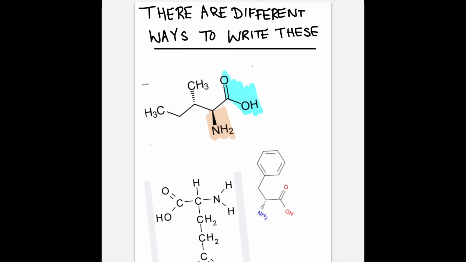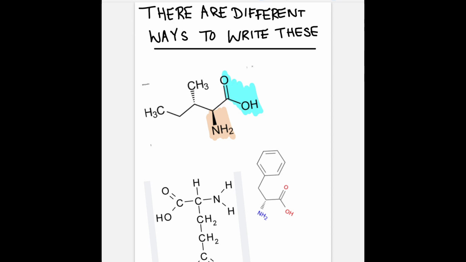So we need to find a carbon that's attached to both of those groups. Let's work from right to left. We have a carbon here, but remember that carbon is part of our carboxyl group. It's not attached to the amino group. That is not the alpha carbon.